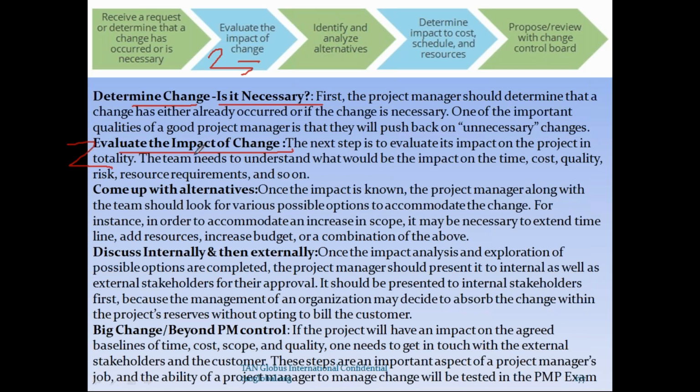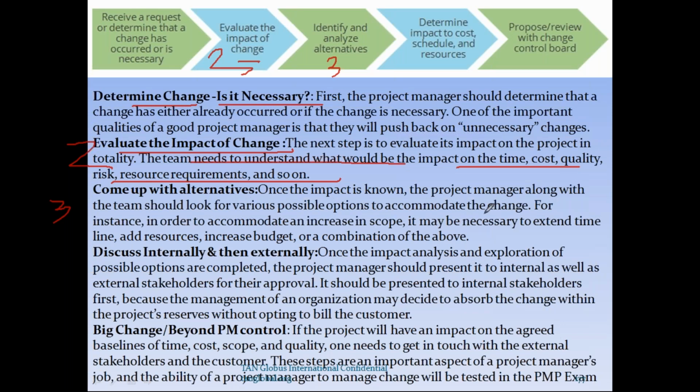Yeah. And the team needs to understand. So internally and externally, find it out. Okay. Impact on time, cost, quality. Okay. Risk, resources, requirements, so on. So find the impact on all the things. Okay. Third step, come up with the alternatives. Okay. Come up with the alternatives for each the way you have. What are the options to take this change?